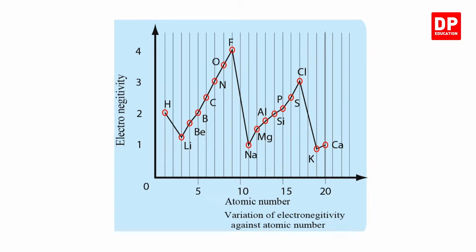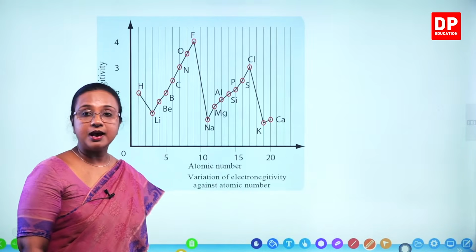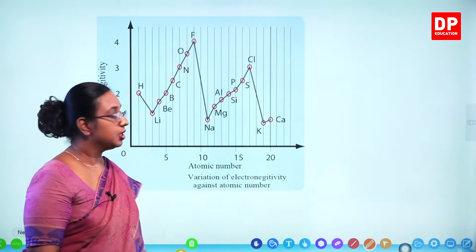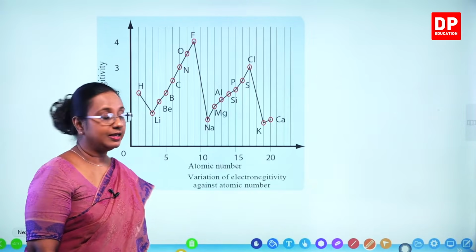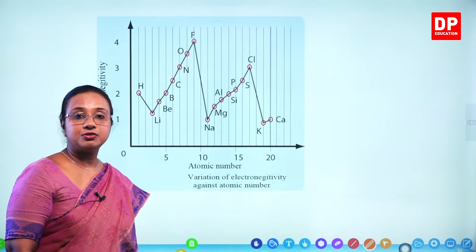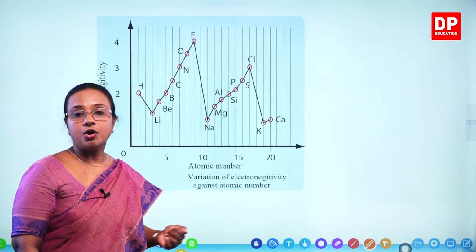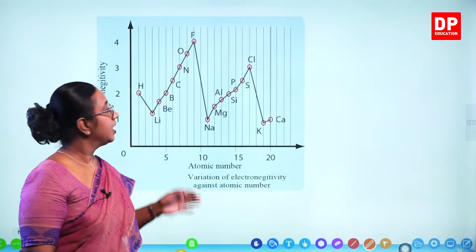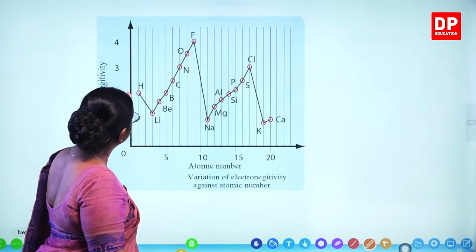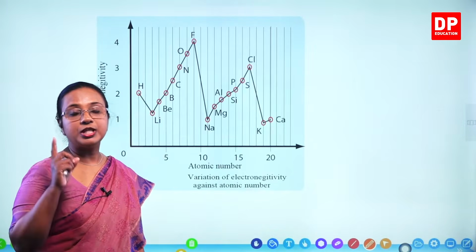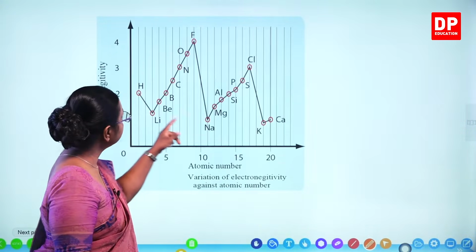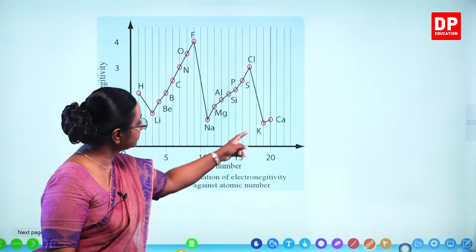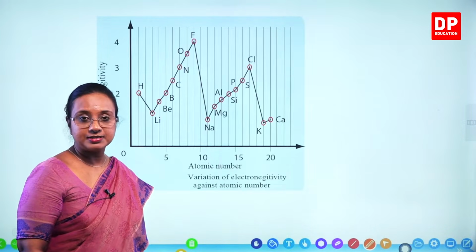This is the graph with electronegativity values drawn according to their increasing atomic number. So, the x-axis gives the atomic number starting from 1 up to 20, and the y-axis gives the electronegativity values assigned according to the Pauling's scale. Now, in this you can see from hydrogen to lithium, both are in group 1. You can see there is a decrease. Then lithium to sodium, again there is a decrease, and sodium to potassium, there is a decrease.